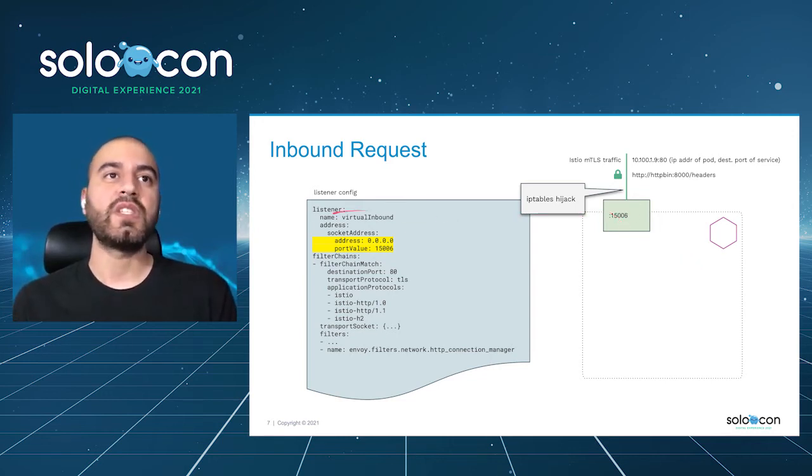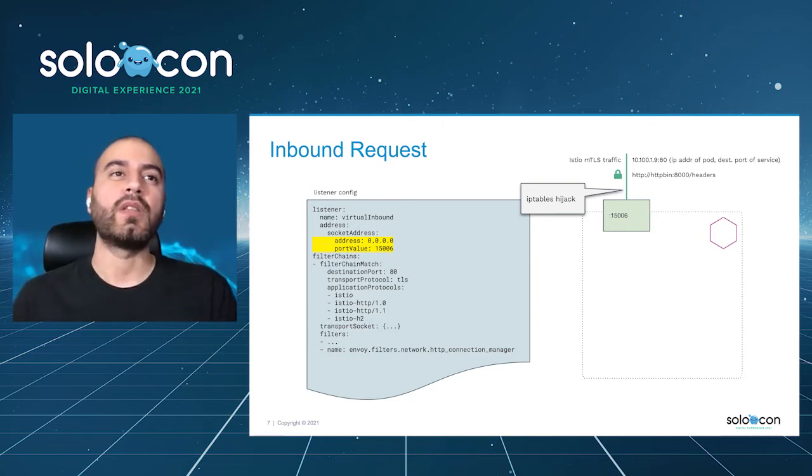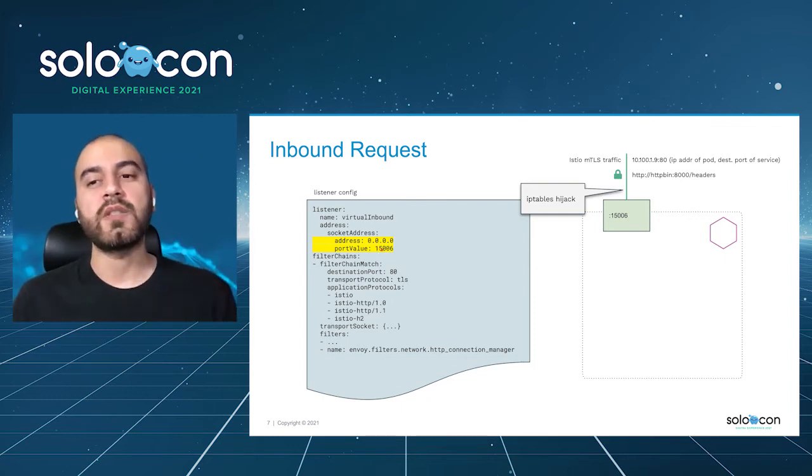And so from a listener's perspective, the listener is the Envoy component that's responsible for accepting connections and then doing something with that connection, right? So this is the listener config for that virtual inbound. The listener is listening on port 15006, and it does so on all IP addresses. But the 15006 part is important, right? Because we're redirecting incoming traffic to this specific port.